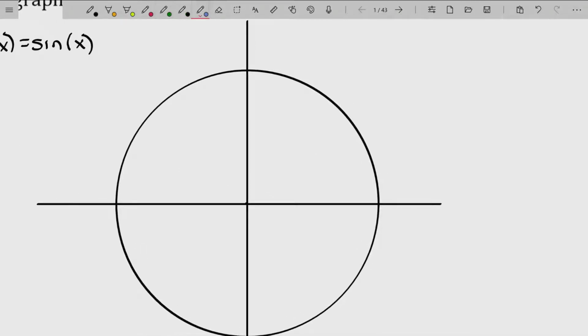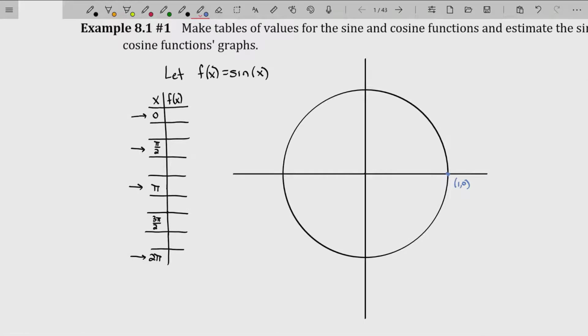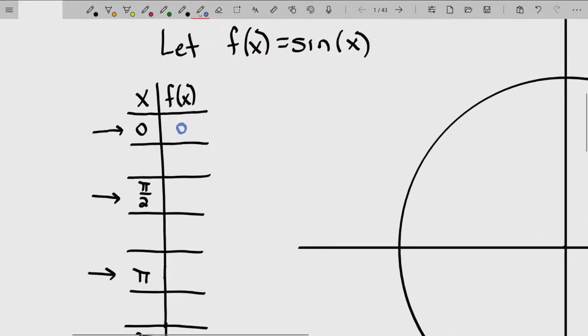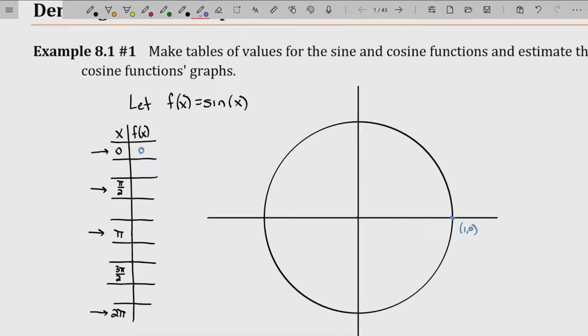So let's go ahead and mark that. That's this point right here. Well, remember, sine returns the y value, and so that would be a y value of 0. If you're facing an angle of pi over 2, which is way up here, you're at the point 0, 1 on the unit circle, and its y value is 1.